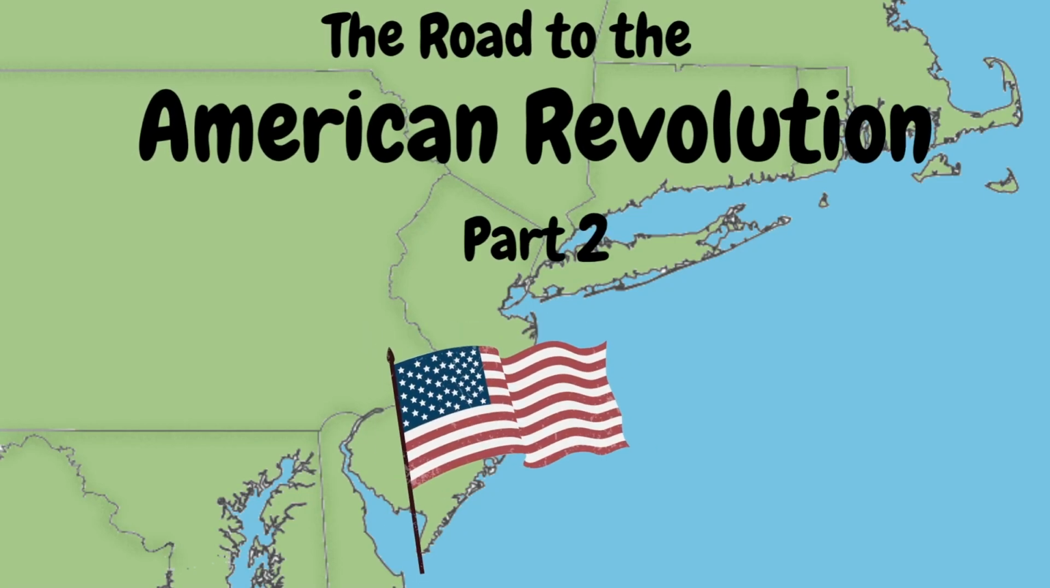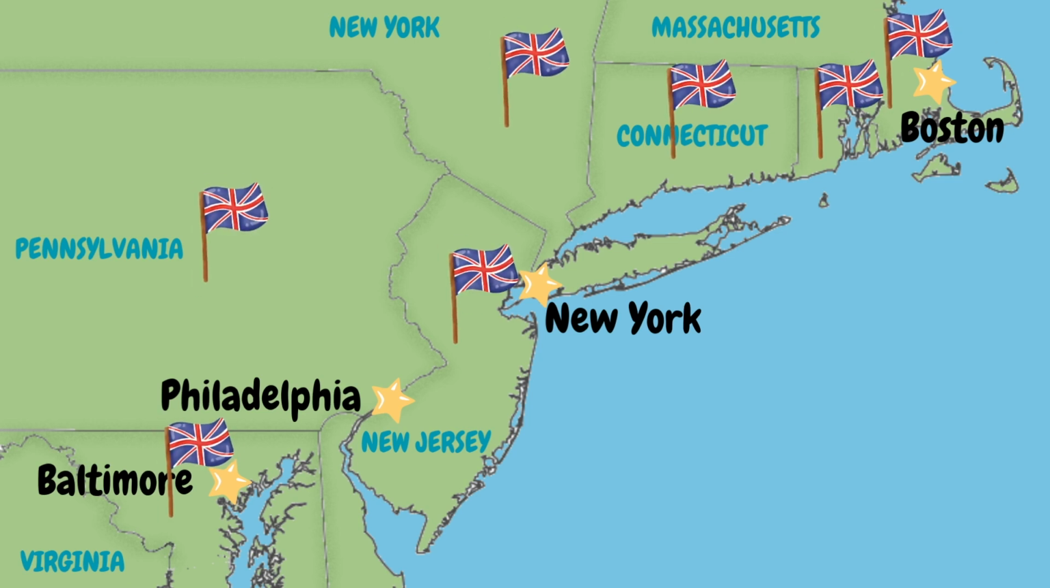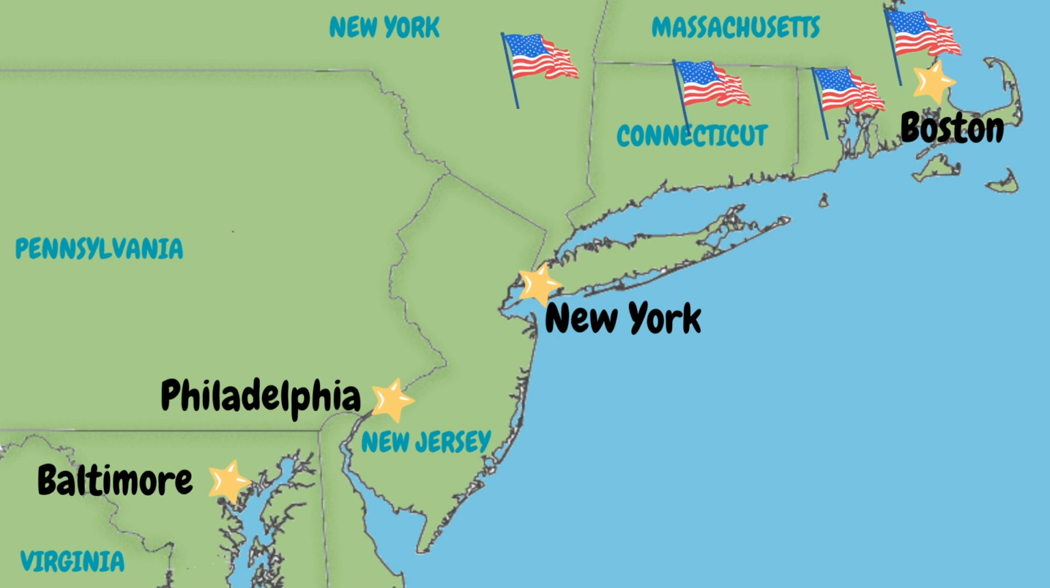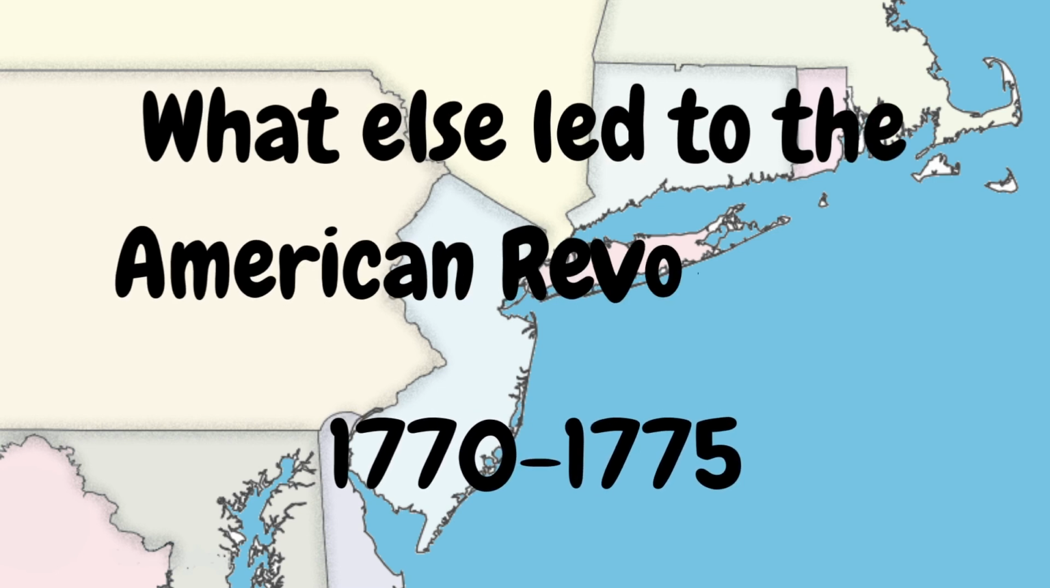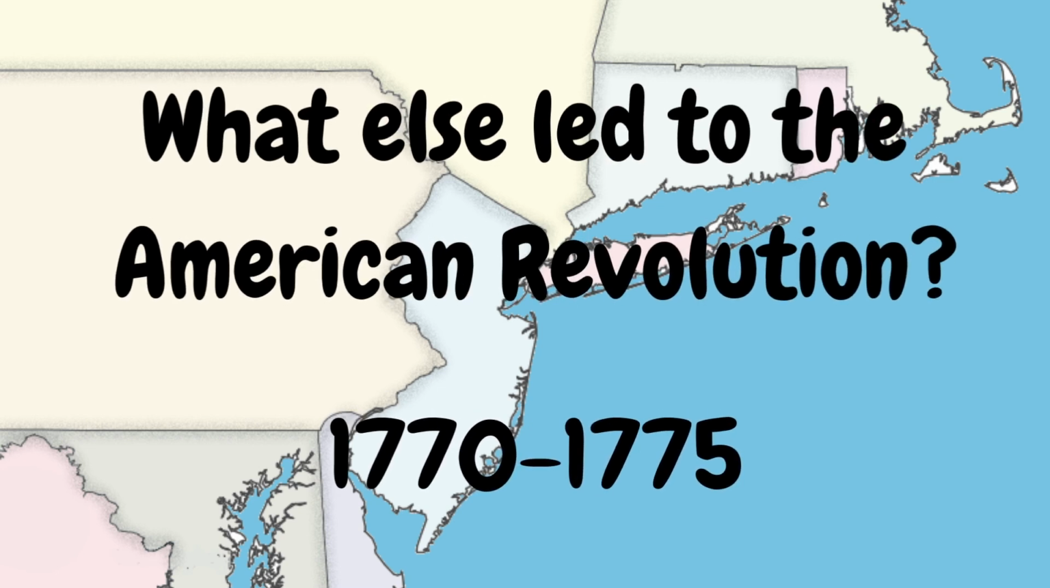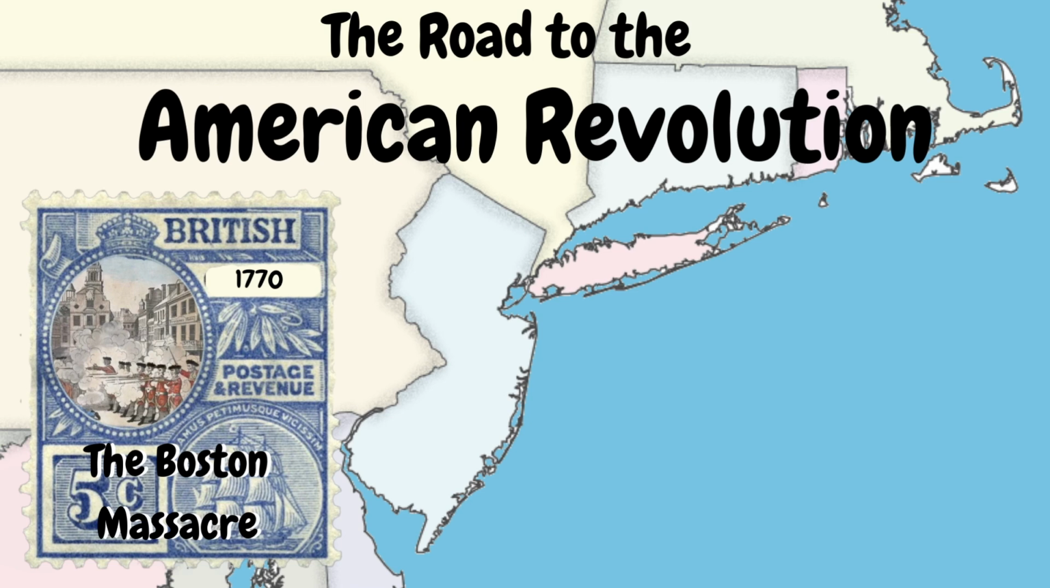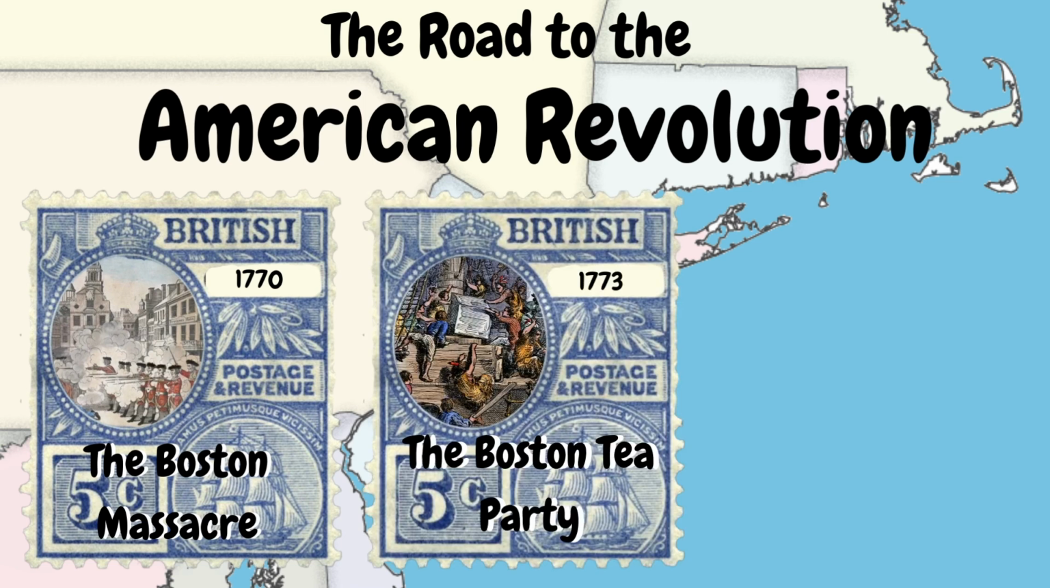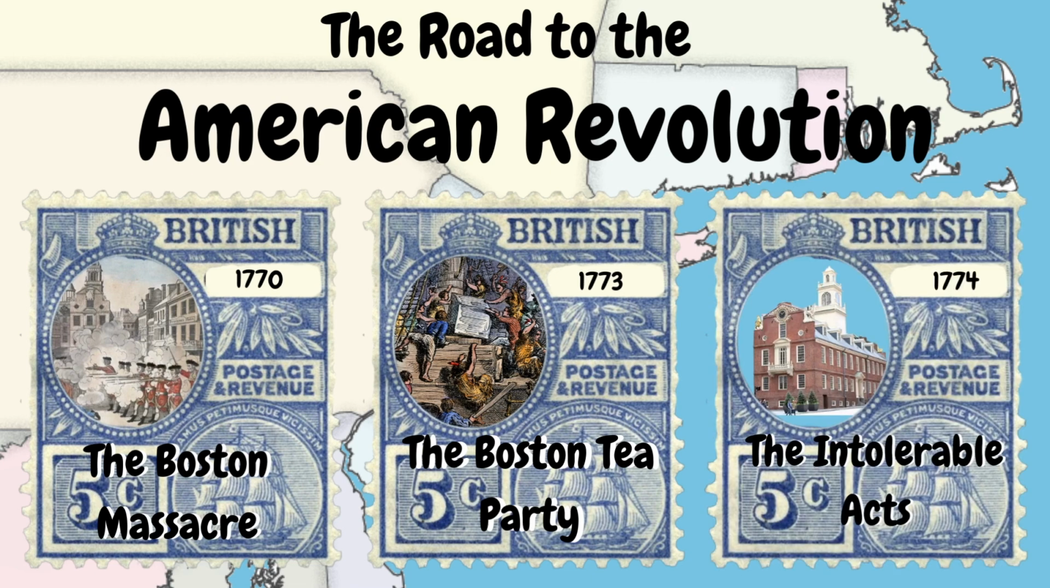The Road to the American Revolution, Part 2. In the first video we explored how the British colonies went from being under the British Empire to being independent and part of the USA. So, what else led to the American Revolution? In this video, we're going to explore the topics the Boston Massacre, the Boston Tea Party, and the Intolerable Acts, among other things.